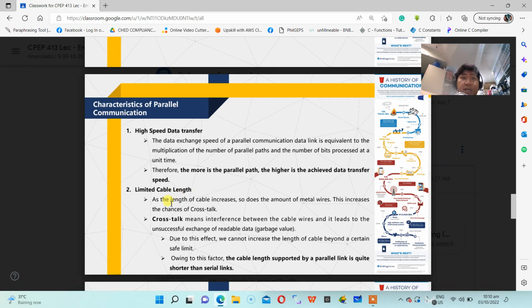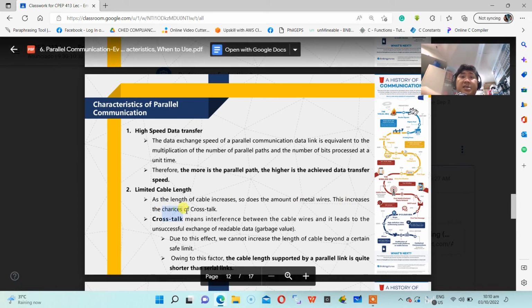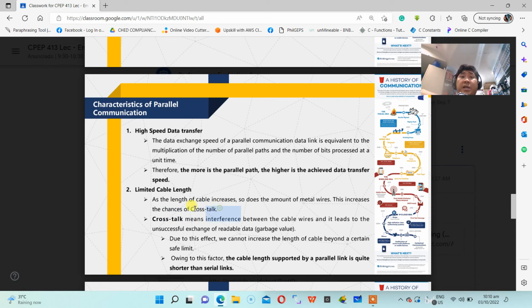Limited cable length: as the length of cable increases, so does the amount of metal wire. This increases the chances of crosstalk. If you notice your UTP cable, unshielded twisted pair, that is your cable, it can have crosstalk. That is the reason why the cables are twisted, the UTP cables.